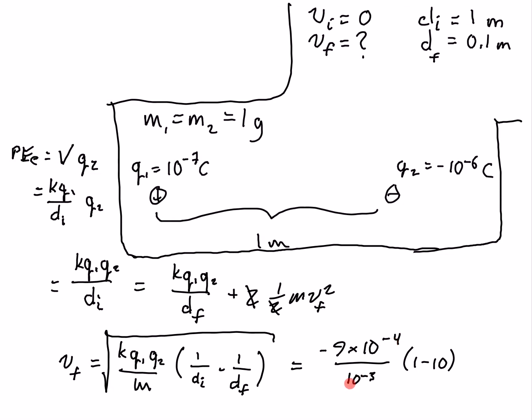We have 10 to the minus 3 down here for mass, 1 gram, that's 10 to the minus 3 kilograms. And here we have 1 over D initial, well that's just 1 over 1, which is 1, minus 1 over a tenth, D final. 1 over a tenth is just 10. 1 minus 10 is minus 9, 9 times 9 is 81. This minus cancels this minus, giving 81. Then we have 10 to the minus 4 over 10 to the minus 3. In other words, 81 over 10, which is 8.1, and the answer is in meters per second.